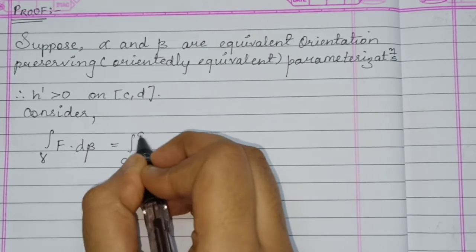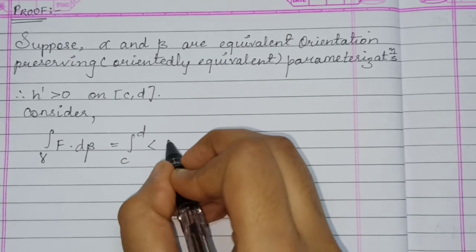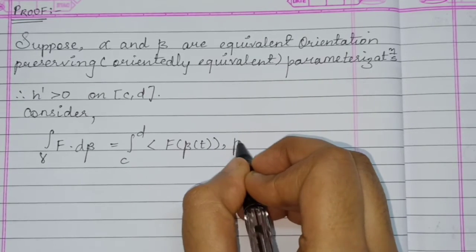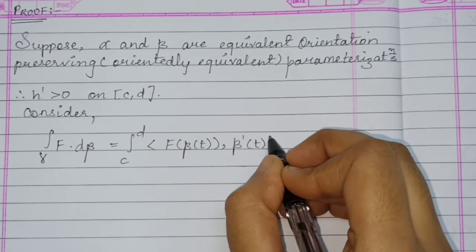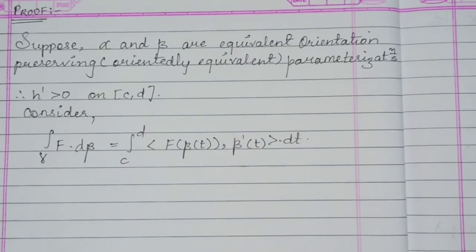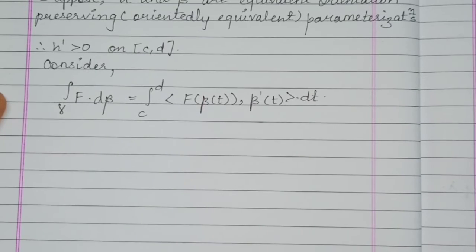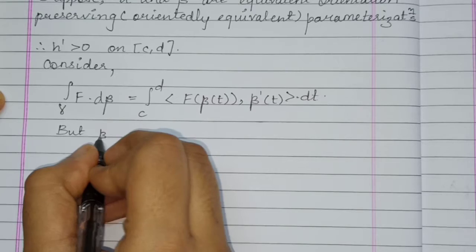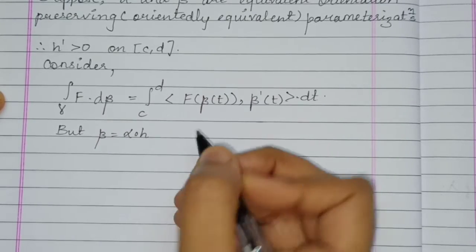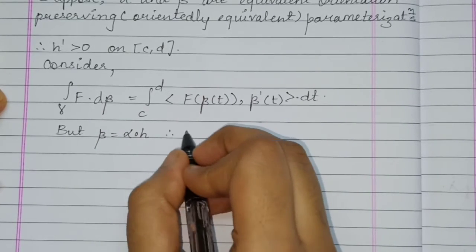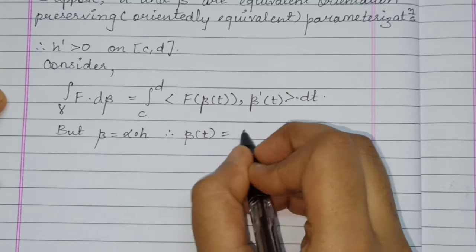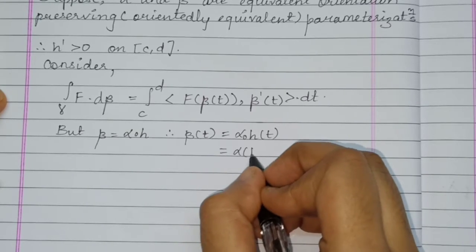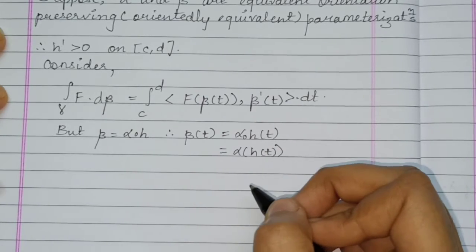So let us consider first the line integral of F over gamma with respect to beta. Let us write the formula. That is equal to integration c to d inner product of F of beta of t comma beta dash of t dt. But according to the orientedly equivalent parameterization conditions, beta is equal to alpha composite h. So beta of t is equal to alpha composite h of t. So that can be rewritten as alpha of h of t.